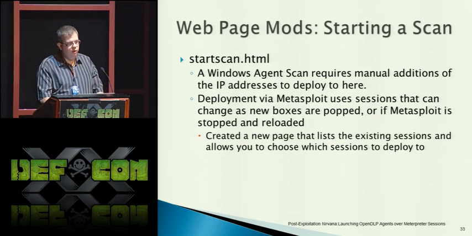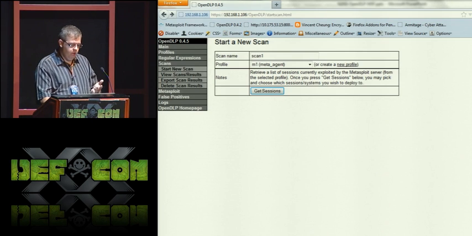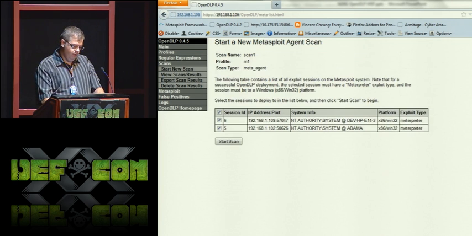So instead, I created a new page which will list all the current sessions and allow you to pick and choose which ones you want to deploy to. Again, we're lazy, and this makes it a lot easier. So when you start a new scan, now you choose either a Metasploit agent or the post module agent, you'll get a little screen like this with a Get Sessions button. And you press that Get Sessions button, and you're redirected to this landing page where it shows you all the currently open sessions on the Metasploit system. And you just choose the ones you want and press Start Scan.